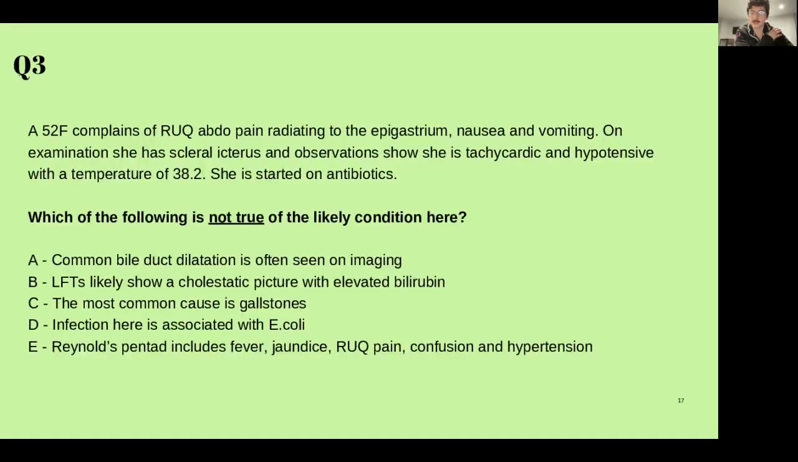So sorry about the negative question, but you do see them on exams.